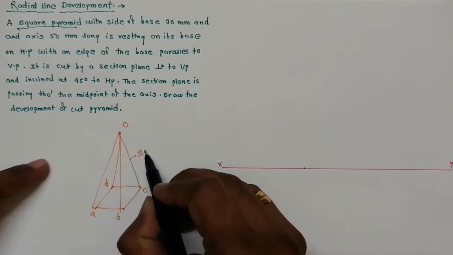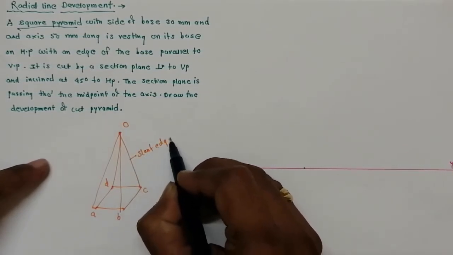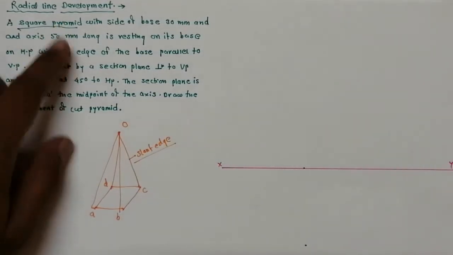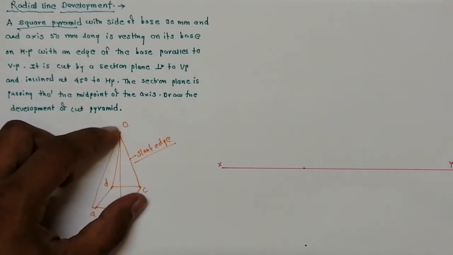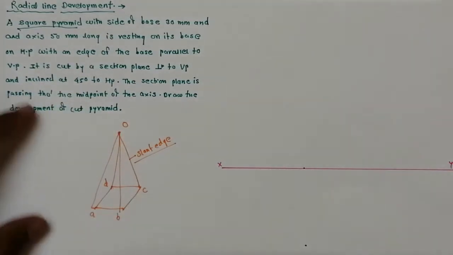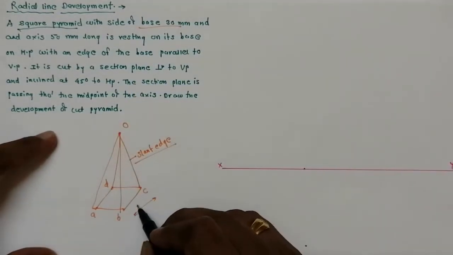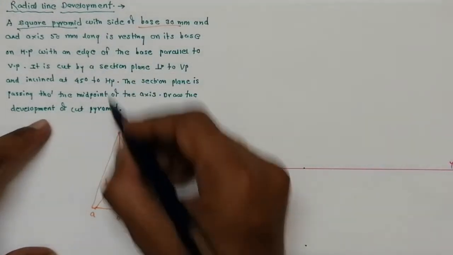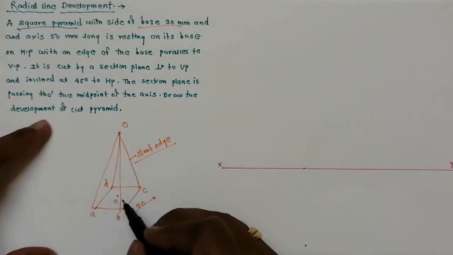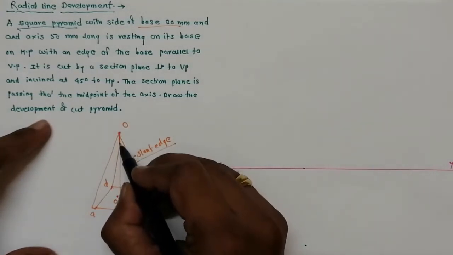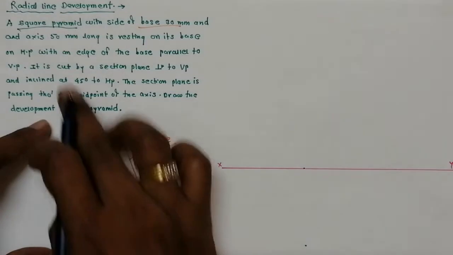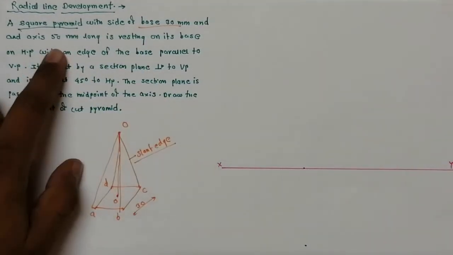This is called the slant edge. And the condition for the radial development is that we require the true length of the slant edge for the development. Now here the base side is given as 30 mm, and the axis height, from center O up to the apex, is given equal to 50 mm.